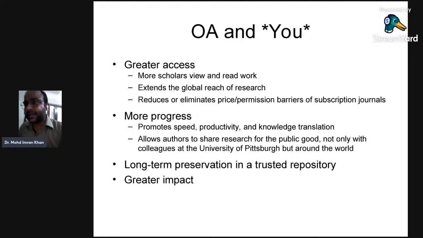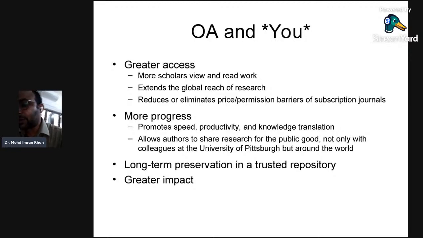It gives greater access to you, more scholars view and read your work, extend the global reach of your research, and reduces or eliminates price and permission barriers of subscription to journals. It gives you more progress, promotes speed, productivity, and knowledge translation. It allows authors to share research for the public good, not only with the colleagues at the University of Pittsburgh, but around the world also. Long-term preservation in a trusted repository. Obviously, you can preserve it in any trusted repository.